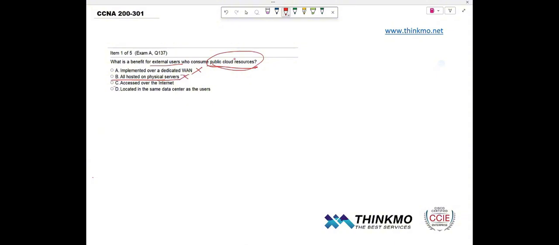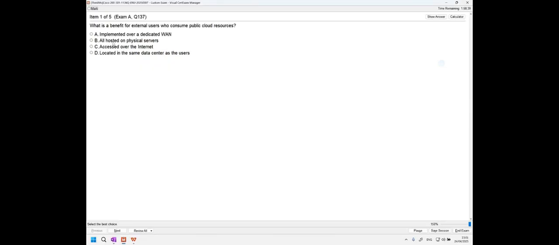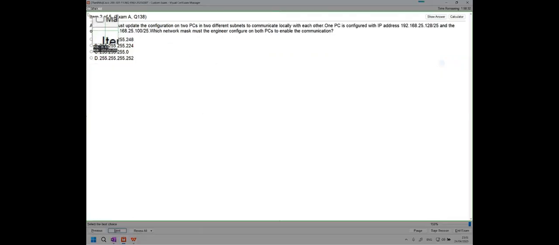Then option C is about accessing through the internet, which is correct, right? If you are hosted in the cloud, you definitely need to access it through the internet, that is, through a wide area network. As for option D, it is actually wrong as well, stating that users are located in the same data center. This is basically nonsense, so the correct answer is C. Option D is not relevant at all, so choose C. Okay, choose C. Now, for the second question.